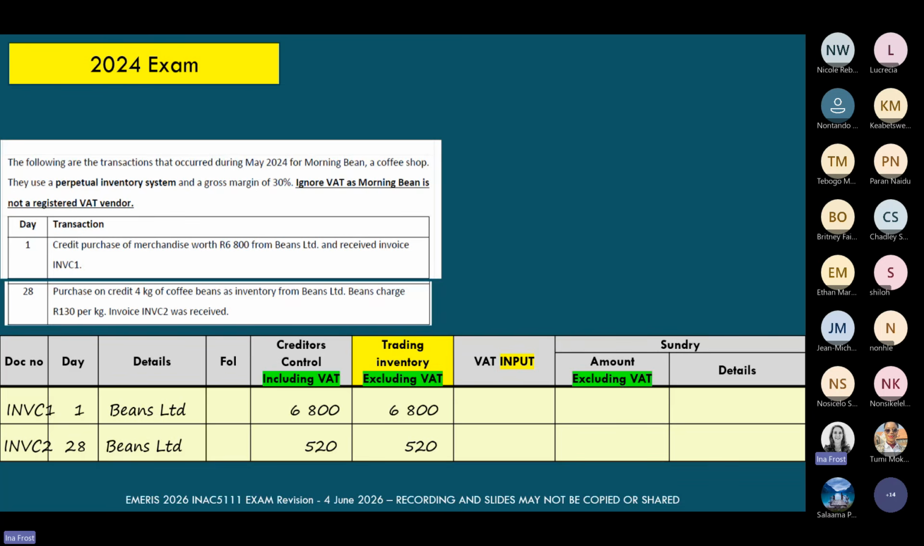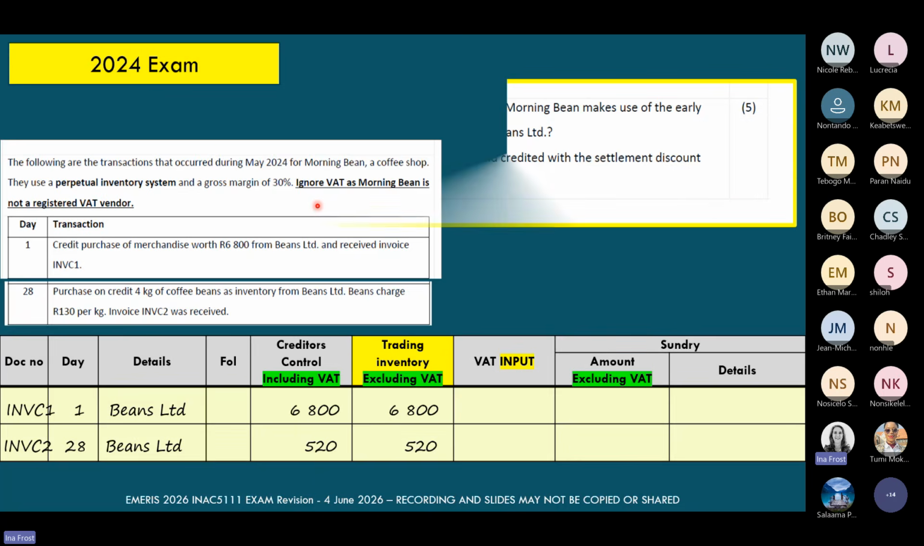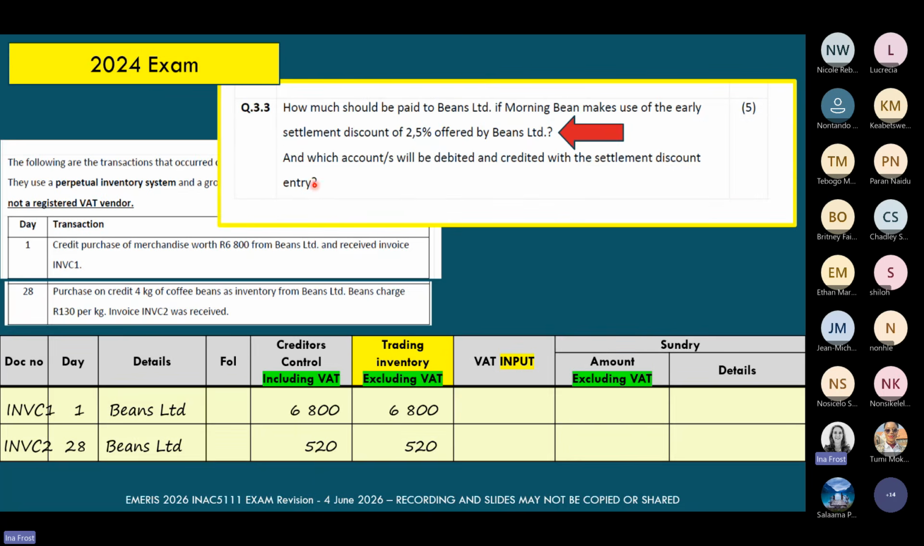Right, so now we have written up our creditors journal. And we're back now to the one excluding VAT as per the original question. And now the second question they asked the student is they said, how much do we now owe Beans Limited? And how much will we pay Beans Limited if they also give us 2.5% settlement discount? And they asked us to say which accounts will be debited and credited.